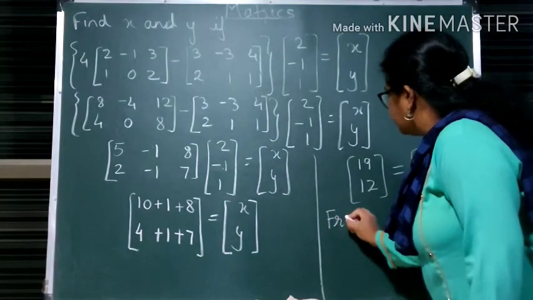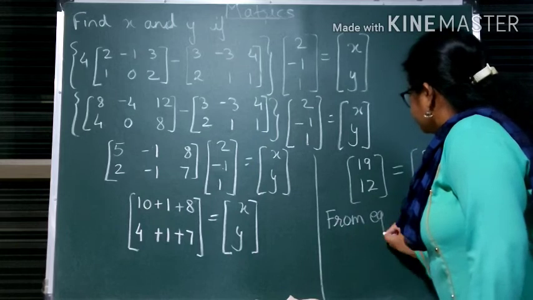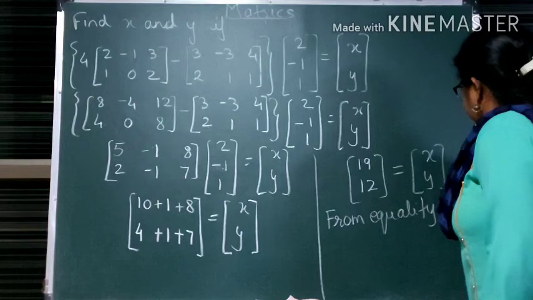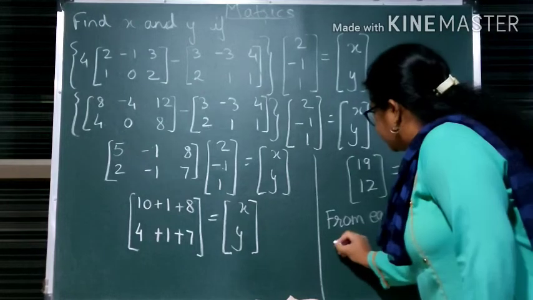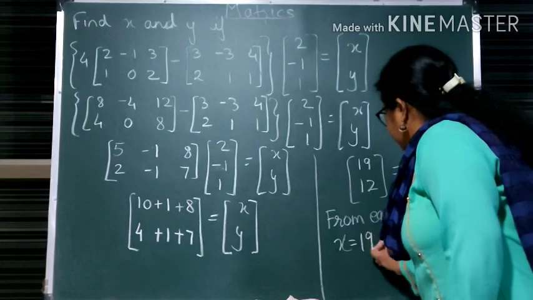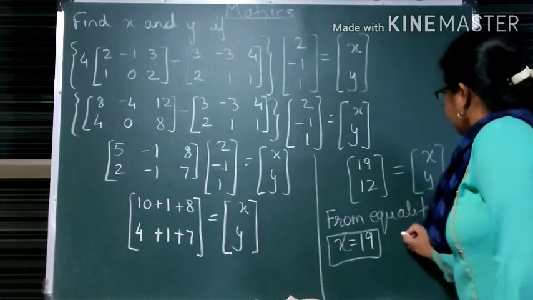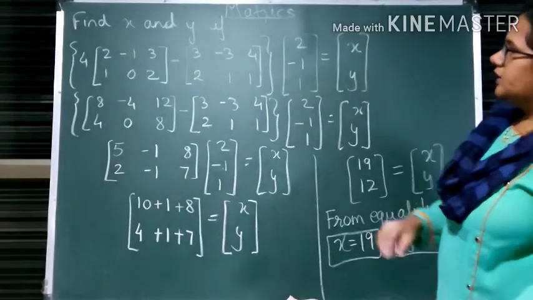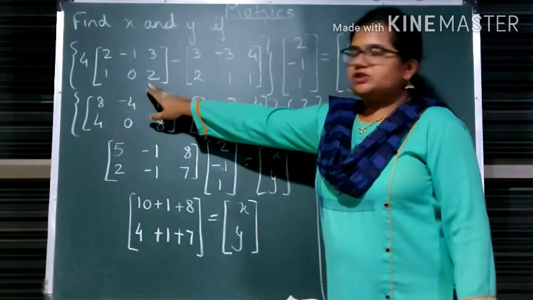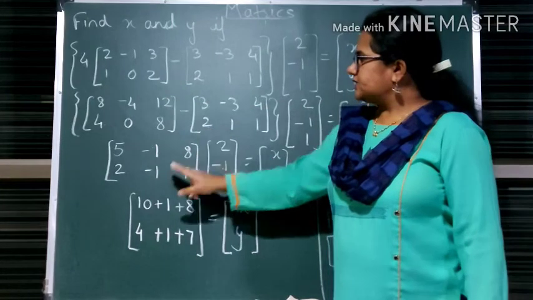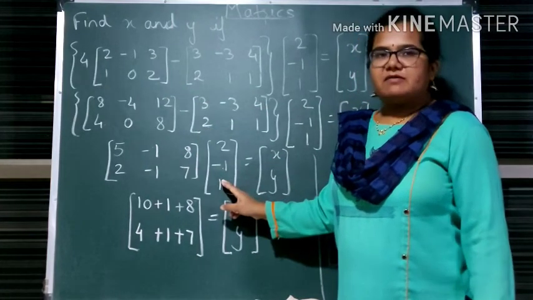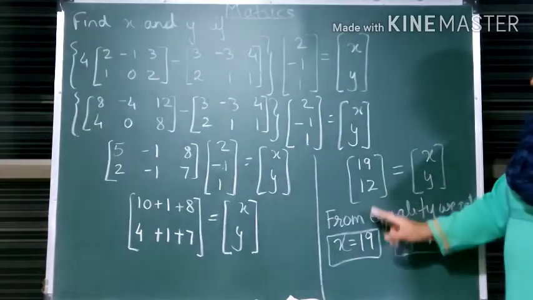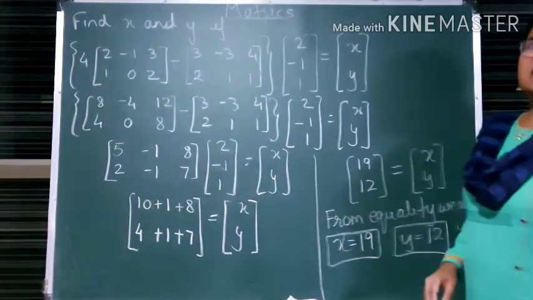So when you compare equality of matrices, from equality we get x is 19 and y is equal to 12. Understood? First do the scalar multiplication here, then subtract these two matrices, then multiply these two matrices. After multiplication, you see equality of two matrices and then you get x as 19 and y as 12.